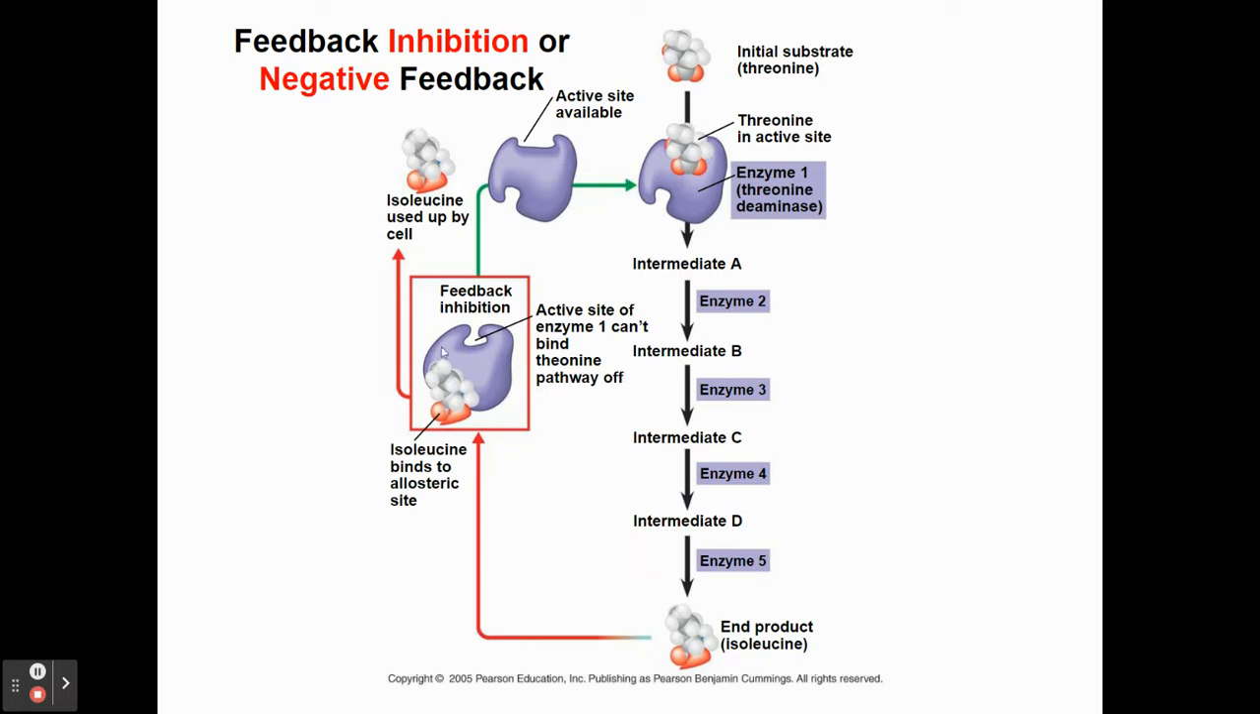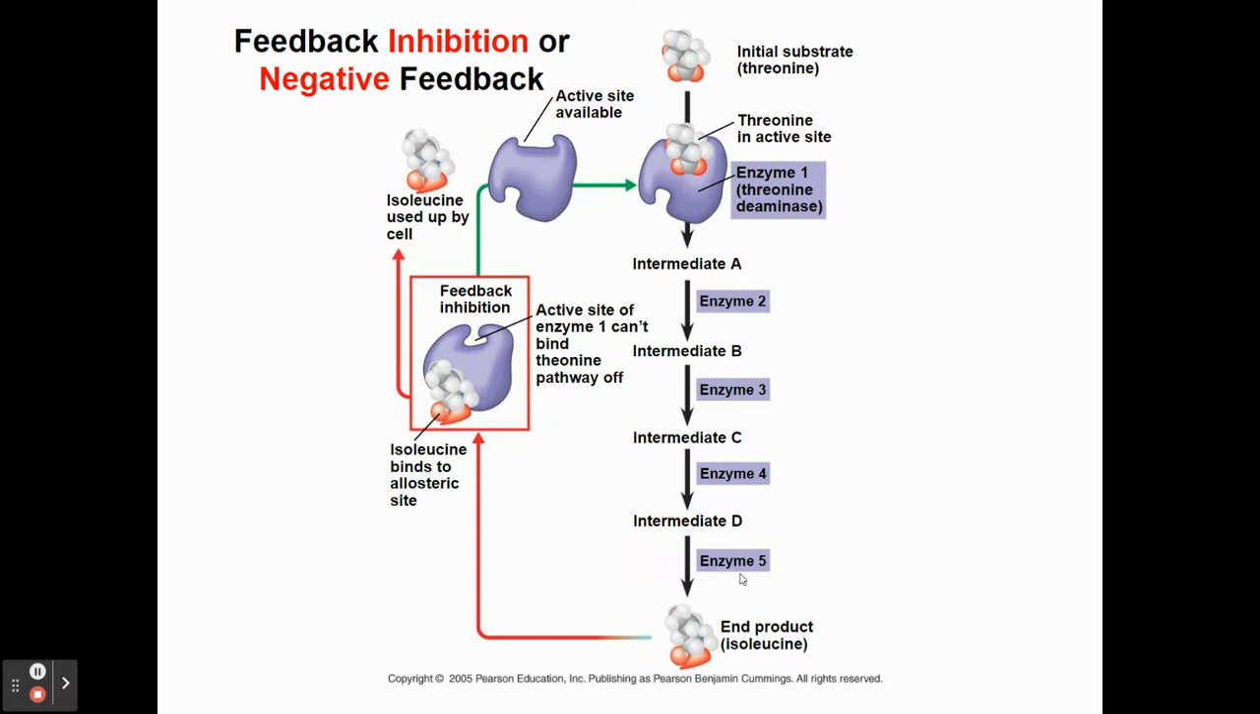And this enzyme will no longer function until isoleucine is actually running out and it is used up by the organism. And once it's used up by the organism, then the enzyme will reactivate because it no longer has isoleucine causing a shape change in its active site. And then we begin to go ahead and make it. This is a form of negative feedback inhibition, or feedback inhibition. You need to know about negative feedback inhibition. We're going to see this in a couple of other different examples.